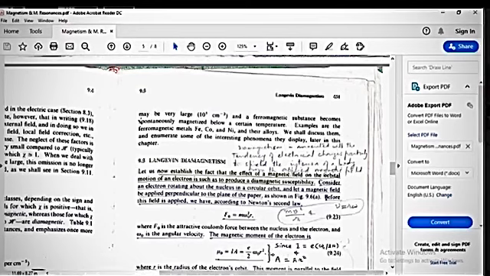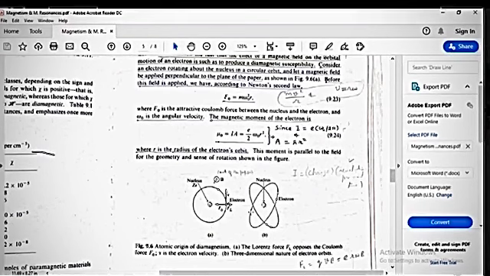Consider an electron rotating about the nucleus in a circular orbit, and let a magnetic field be applied perpendicular to the plane of this paper as shown in figure 9.6a. So we have the field coming out of the paper, and the electron moving in the counterclockwise direction around the nucleus.